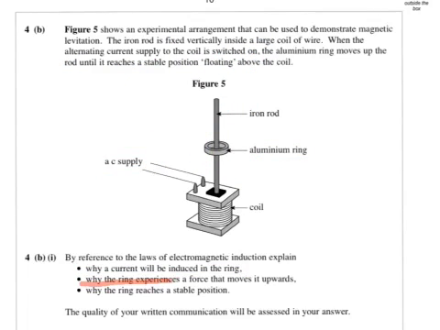The next part of the question, why the ring experiences a force that moves it upwards, is Lenz's law. And Lenz's law states that the induced current flows in such a direction as to oppose the increase in magnetic flux when the current is switched on in the coil. So the current induced in the aluminium ring acts to oppose the change that created it. And this will create a magnetic field in the opposite direction to that produced by the coil. When I look at the interaction between those magnetic fields, they will act in such a way that they repel each other, and hence the ring floats.